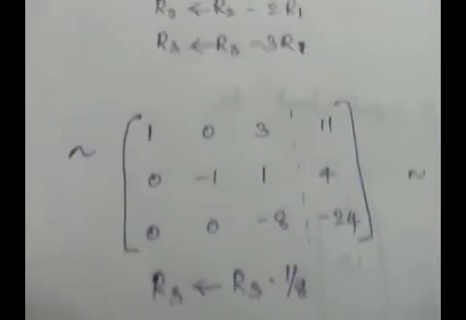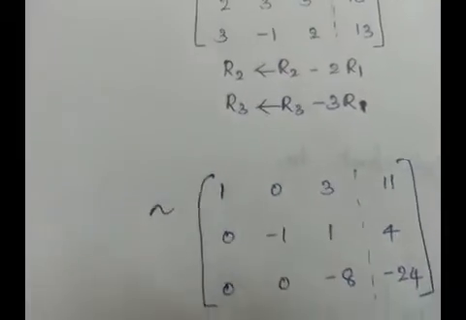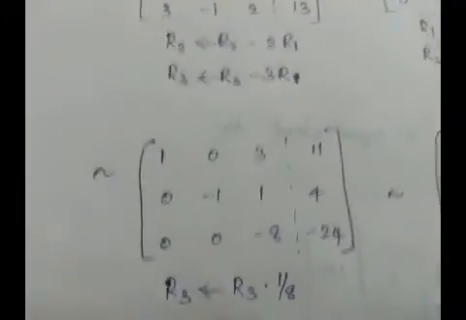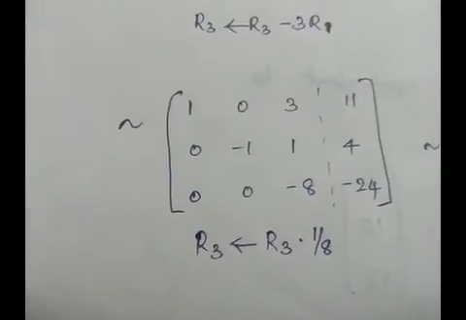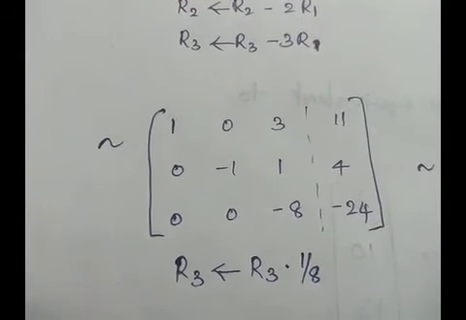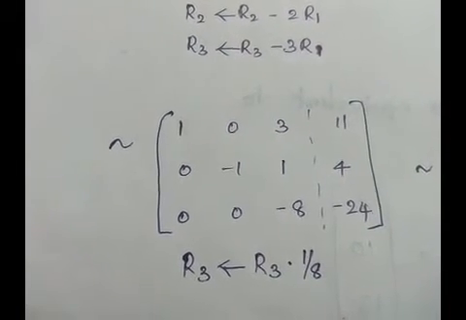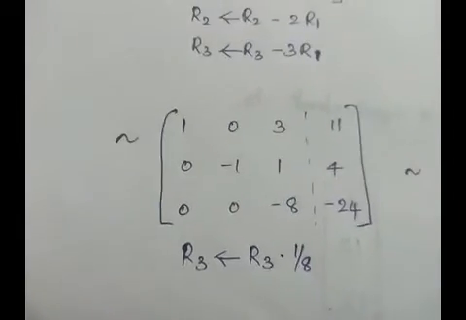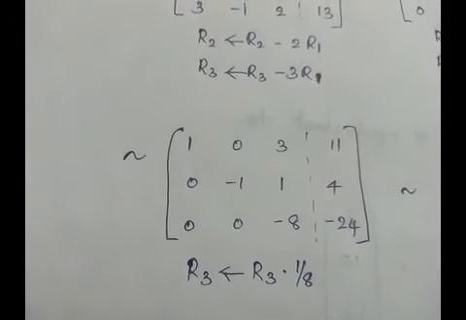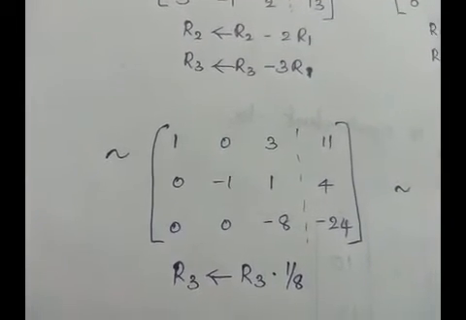Okay. Now we got, now look at the elements. The first two diagonal elements were 1 and minus 1. We have converted the elements above and below this 1 and minus 1 to 0. Now this third diagonal element is minus 8. We have to convert the elements above and below minus 8 to 0. But since we don't have any elements below minus 8, we just have to convert the elements above minus 8 to 0. That is, we have to convert the elements 3 and 1 to 0. So we have to write the equations for row 1 and row 2 using row 3 and convert it to 0.